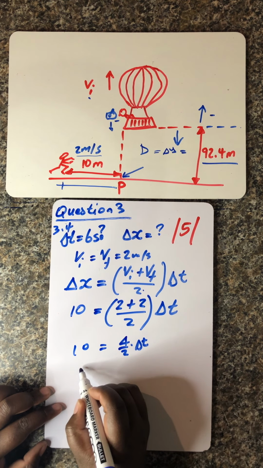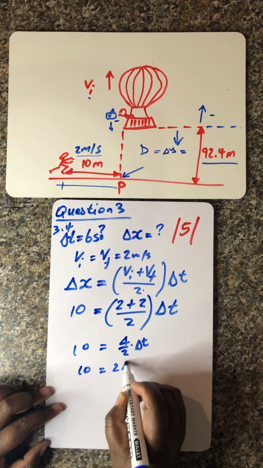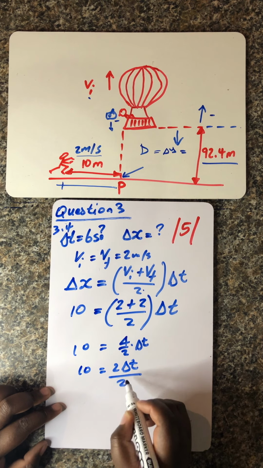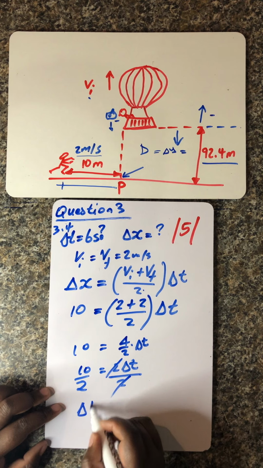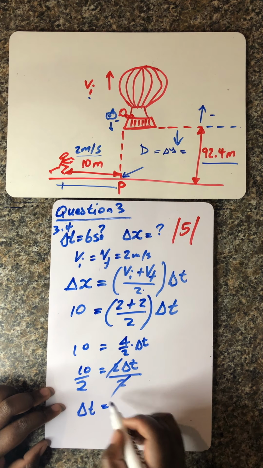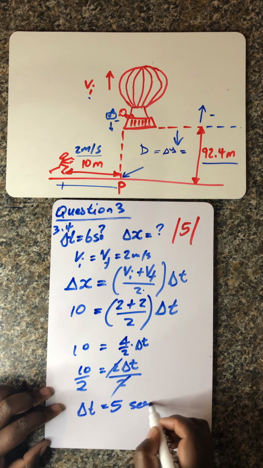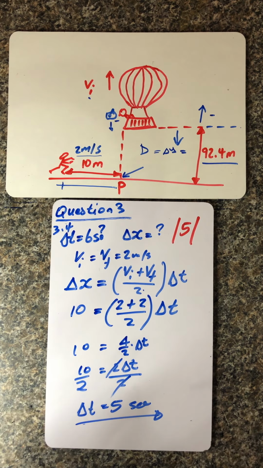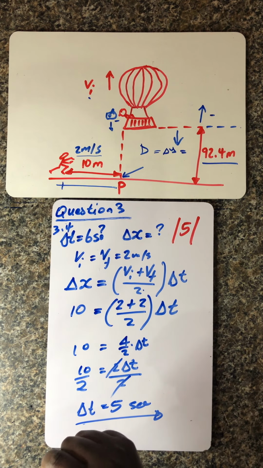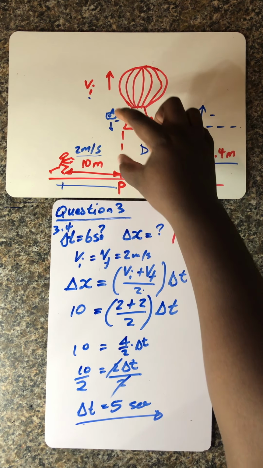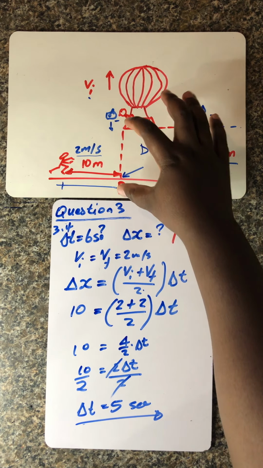Okay, so that means we actually have 10, which is equals to 2 change in time. Then we just divide by 2 on both sides so that it cancels. Then you have change in time, which is equals to 5 seconds. So ladies and gentlemen, that means I was right. It takes that jogger 5 seconds to get to that point P, and by the time he gets there, it means that camera will still be in the air.